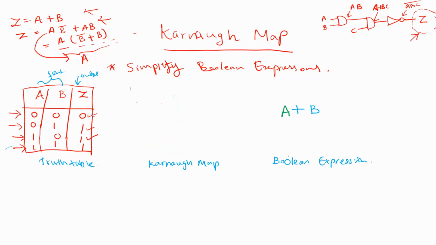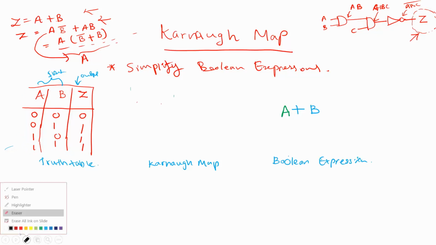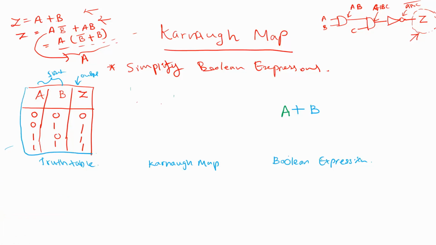Right? What you have now is your truth table. And in this truth table, you have the possible input. You have the input and possible output. Okay.